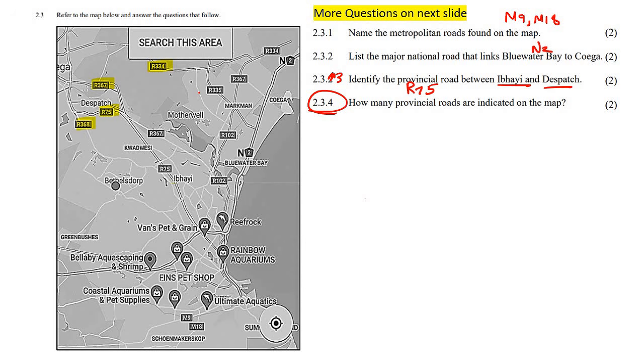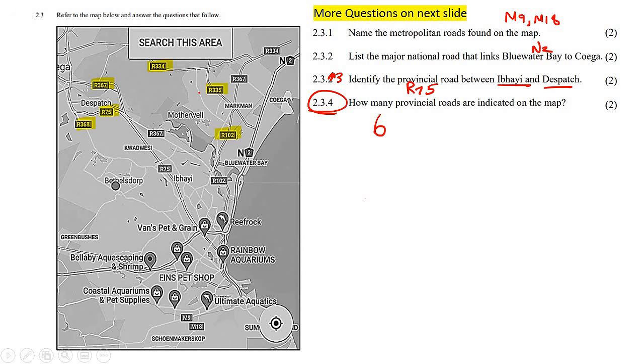R367, we've already got that, R335, R334, we've already got that one. R102, there's another one. R75, we've already got that. R367, we've already got that. R102, we've already got that one. Okay, so it's 1, 2, 3, 4, 5, and 6. So we will just say here 6.